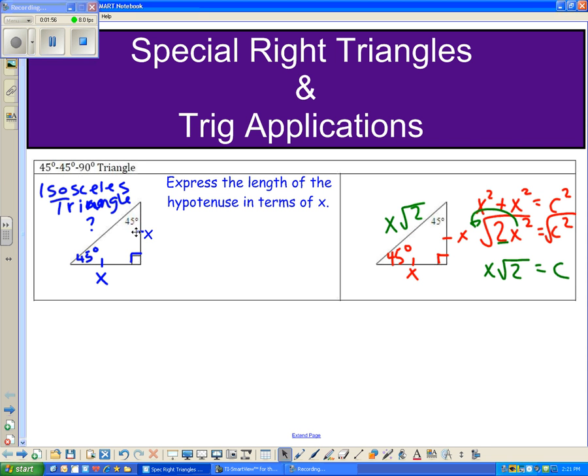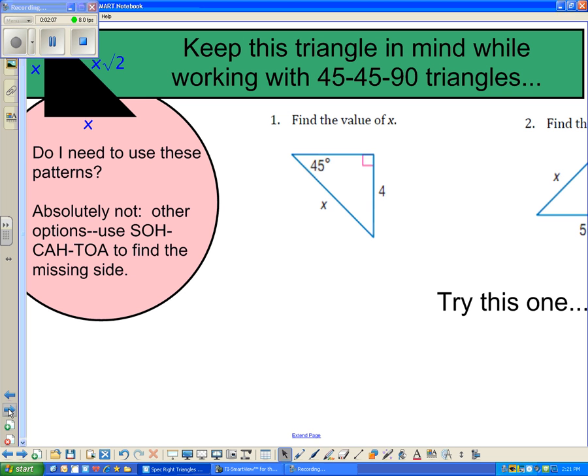Now we can use that to find a missing side length in a 45-45-90 triangle. And we can do this to avoid using the Pythagorean theorem or some SOHCAHTOA. This is kind of a little shortcut to using SOHCAHTOA. Let's take a look at example 1.